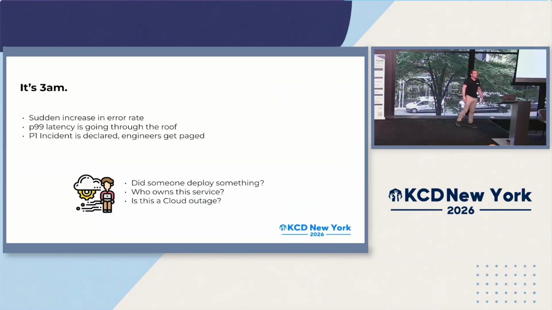So it's 3 a.m. All of a sudden, you have an increase in the error rate. Latency is going through the roof. P1 incident is declared and the on-call engineers are getting paged. Sounds familiar? And then people start asking questions. Did someone deploy something? Who owns this service? Is it a cloud outage or vendor outage? And you have a lot of questions. It's very noisy on the communication channel and no one's got an answer.